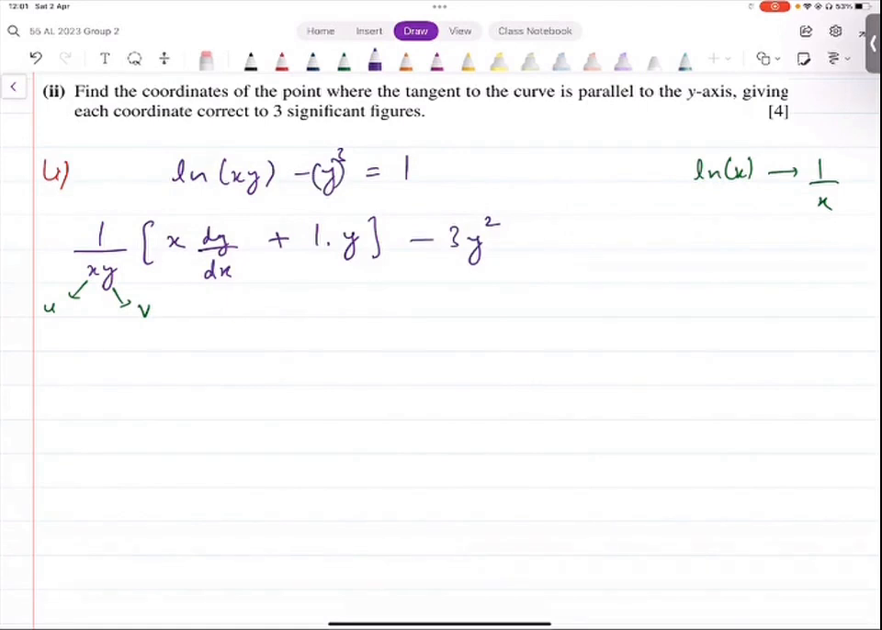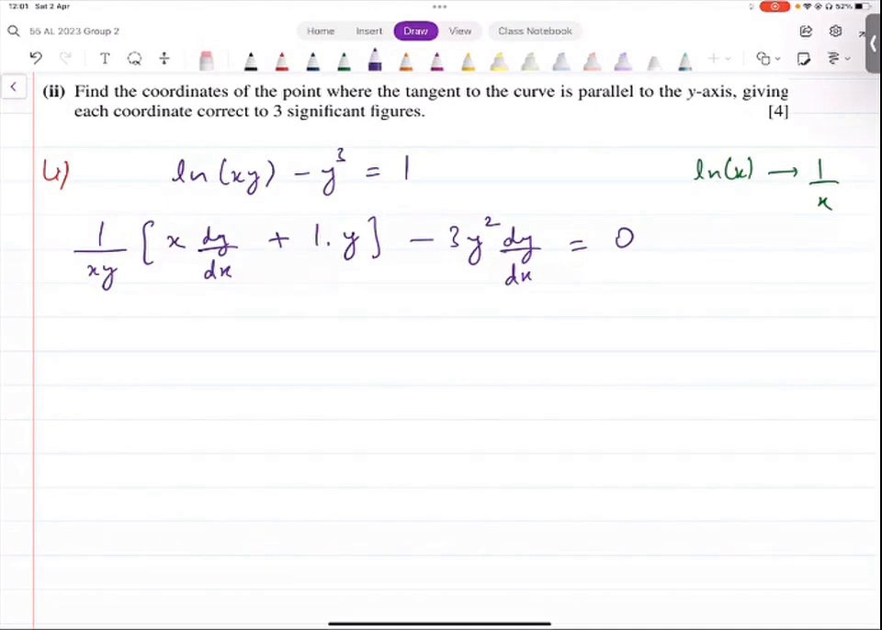Y का derivative क्या है? It's dy over dx. On the other side, we've got 1. 1 का derivative क्या होता है? It's 0. 1 is a constant, derivative 0 आ जाएगा. So we have done the differentiation part now. अब हमें dy over dx को subject बनाना है. ठीक है, उसको subject बना लेते हैं.